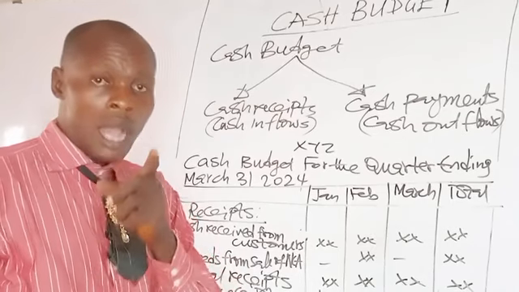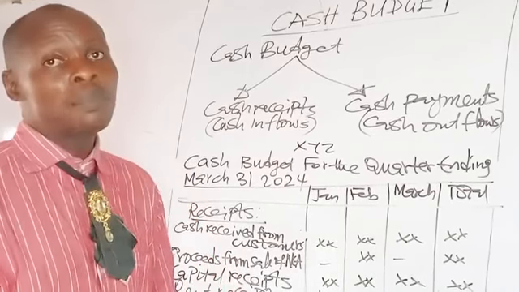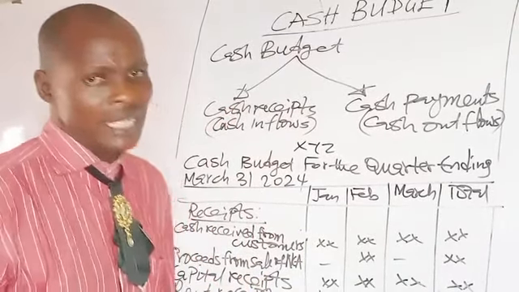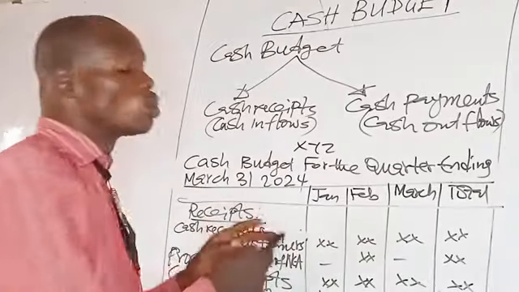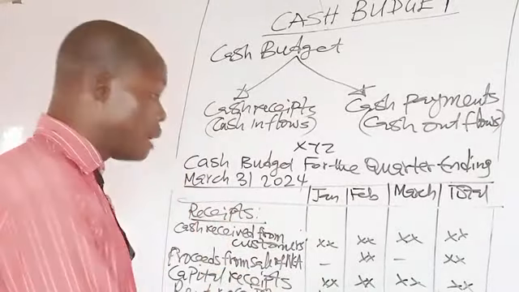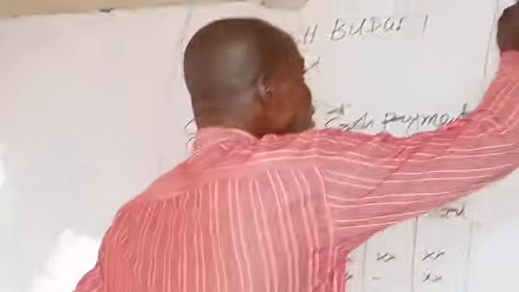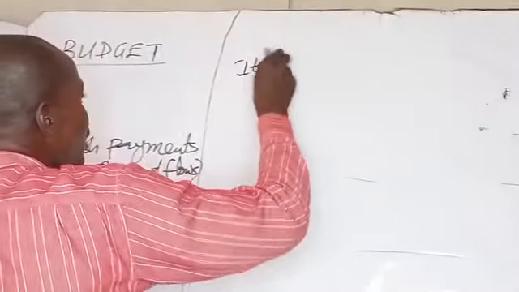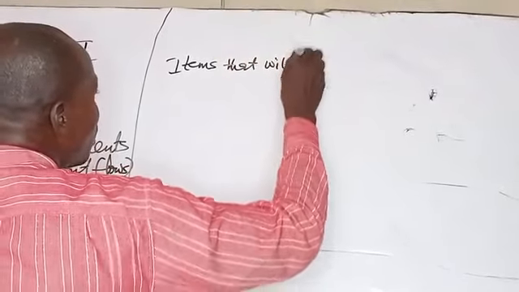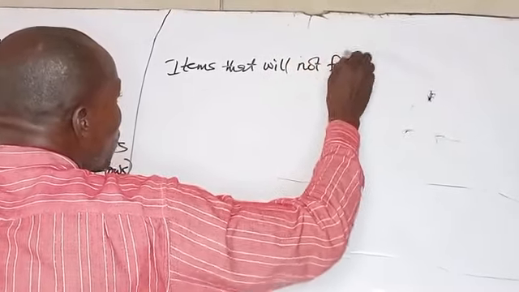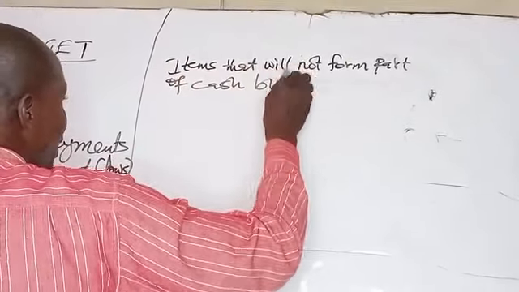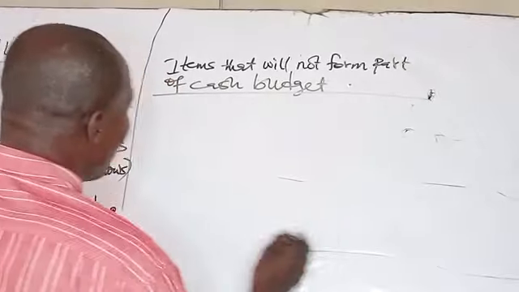The same thing happens to credit purchase. So credit purchase should not be recorded in the cash budget until payment is made to suppliers. So you record the amount paid to suppliers in the month or time that payments are made. You record them into the cash budget. So items that will not form part of cash budget.